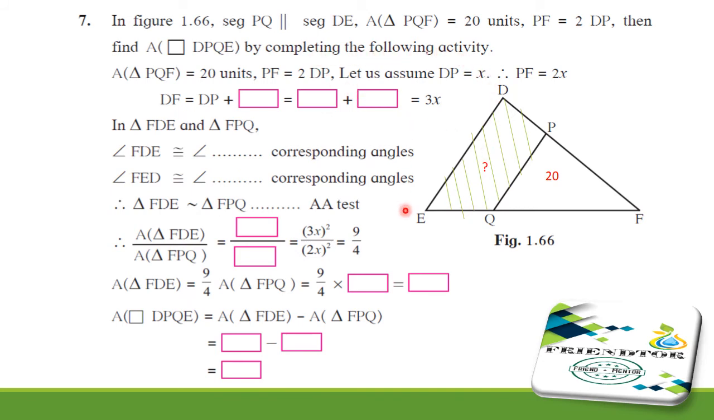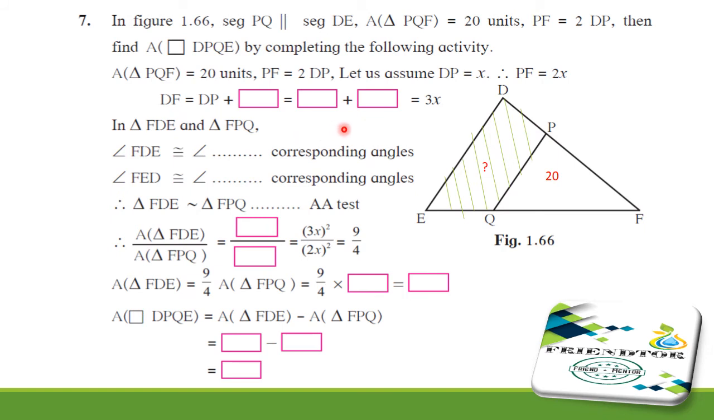So how would the framework be? We need to find the area of the shaded region, and we know the area of this smaller triangle. So our aim will be to find the area of this bigger triangle, that is FDE. If you find the area of this triangle FDE, and from that you subtract the area of this smaller triangle, then we will get the area of this shaded region. That is where we have to arrive. So how do we find the area of this bigger triangle?